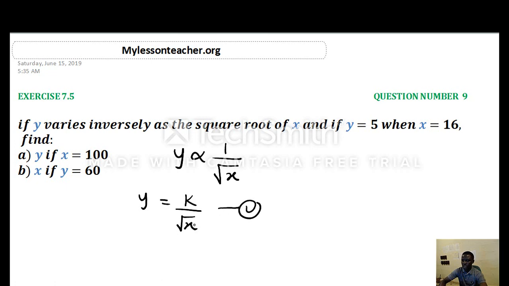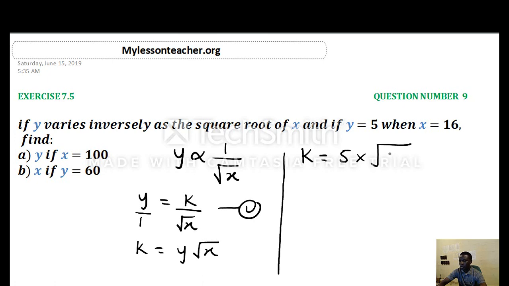Call this equation 1, of which when we solve for K by cross multiplying, we have our K to be equal to y root x, and substituting values of y and x, we can get our value of K, that y is equal to 5 when x is equal to 16, and that will be K is equal to 5 times square root of 16, which is 4, and our value of K is 5 times 4, which is 20. I'm going to substitute K for 20 into equation 1, and that will leave us with y is equal to 20 divided by root x.